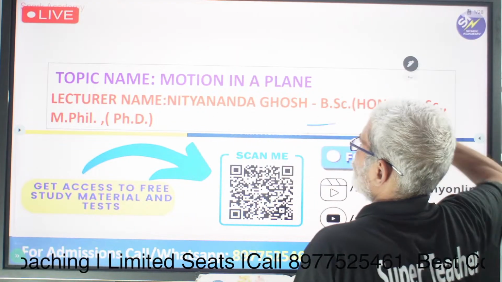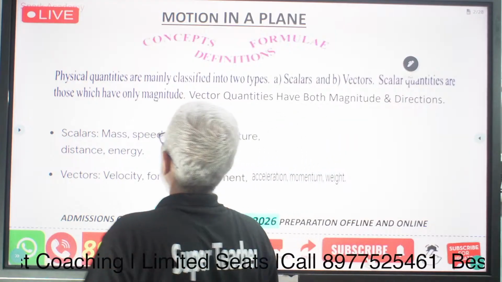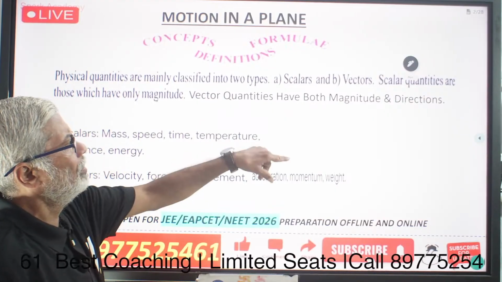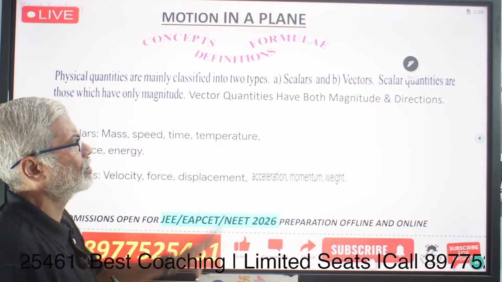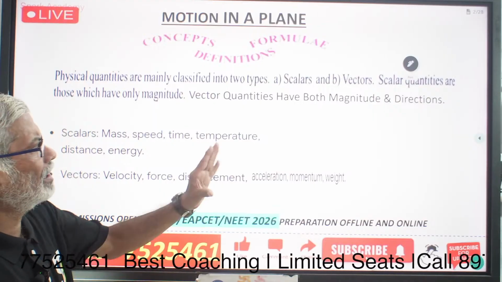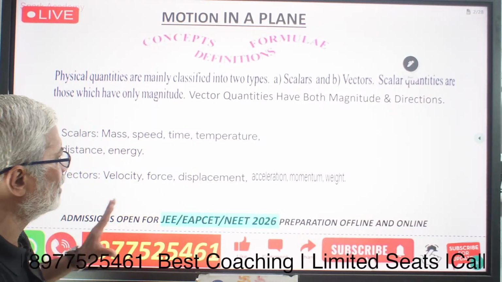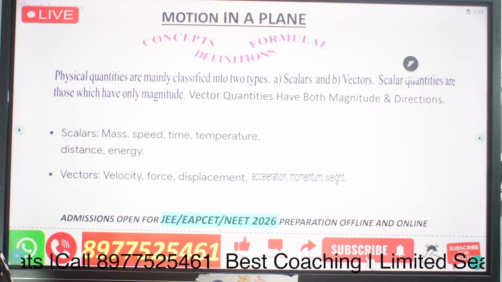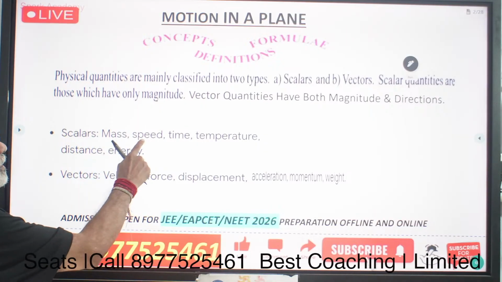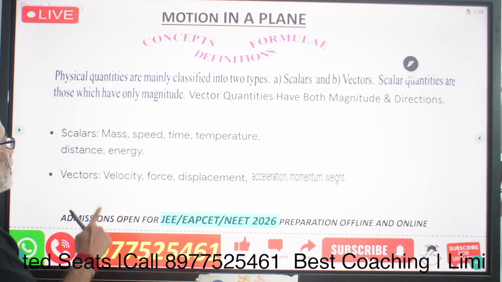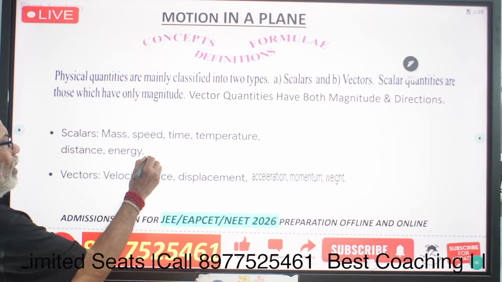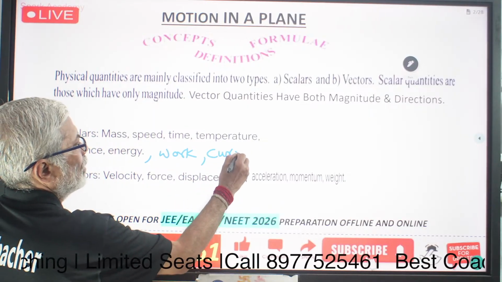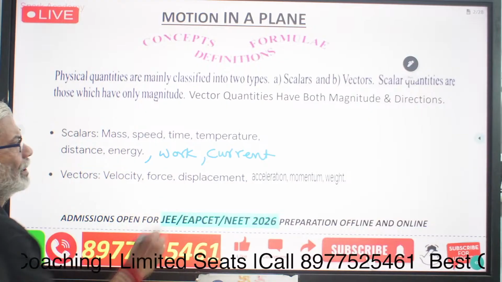Okay. So let me start with the basics. As you know, these are the two quantities. Scalar will be there inside vector. Scalar is just a magnitude, and vector is nothing but magnitude as well as direction. And already you know that scalar means these are the examples: mass, speed, time, temperature, distance, energy, work. I can give more examples: work, then current. All these are scalar quantities.